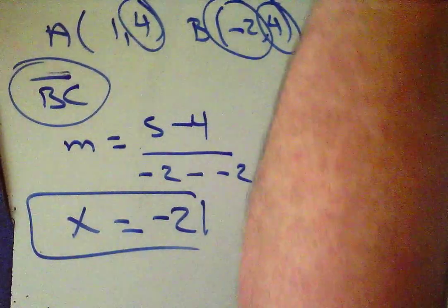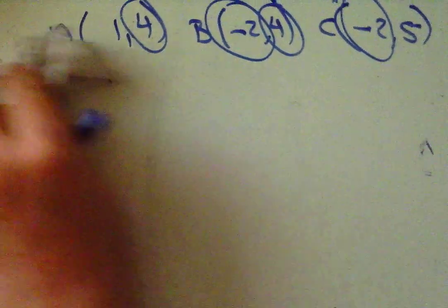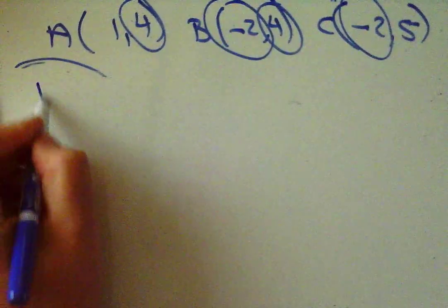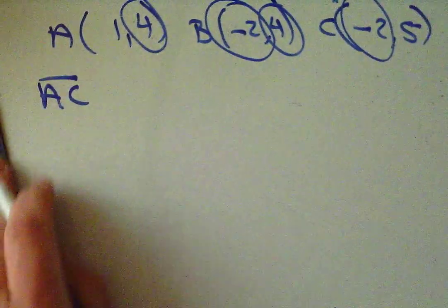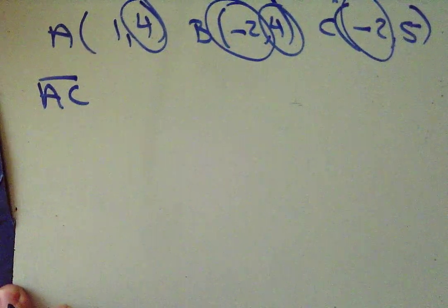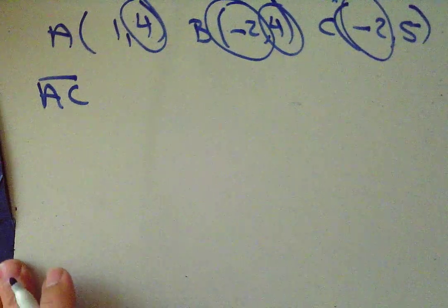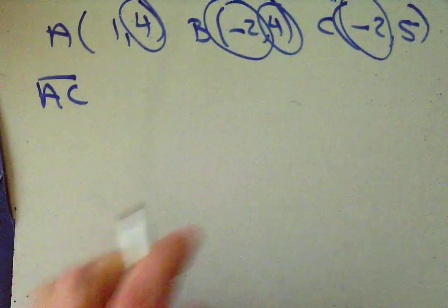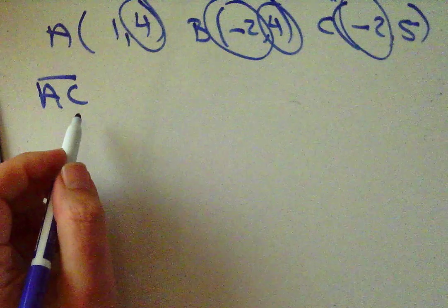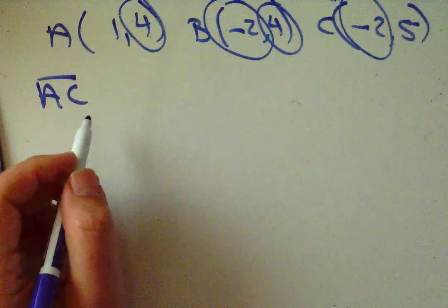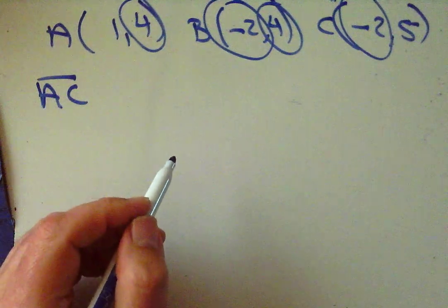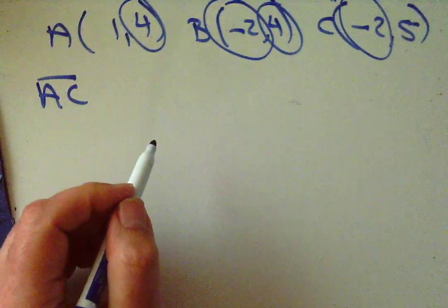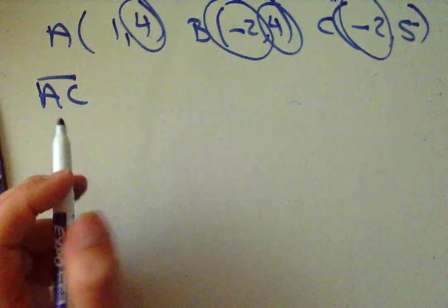Okay, why don't you try this last one on your own? Please find the equation of AC. You can use either slope-intercept form or point-slope form, and I would like you to write your answer in standard form. Please write the standard form of the equation of the line from A to C. Pause the video now, give it a try. Come back when you have questions or when you want to check your answer.